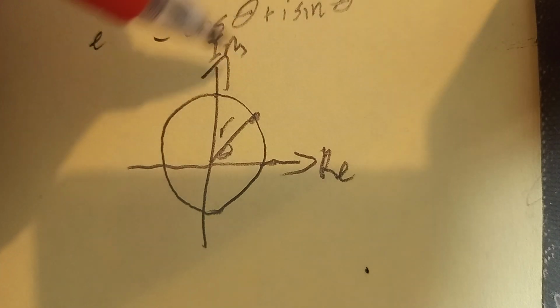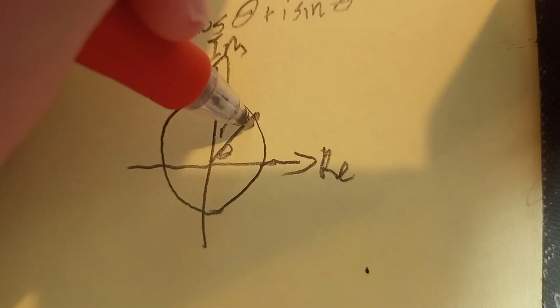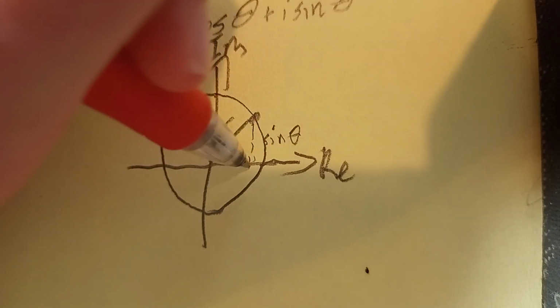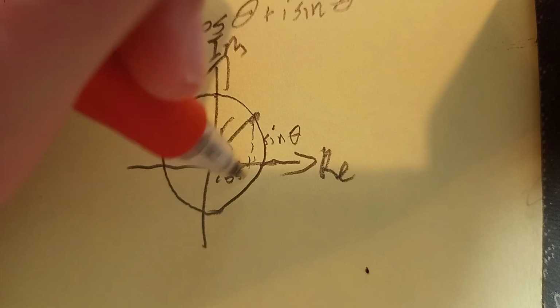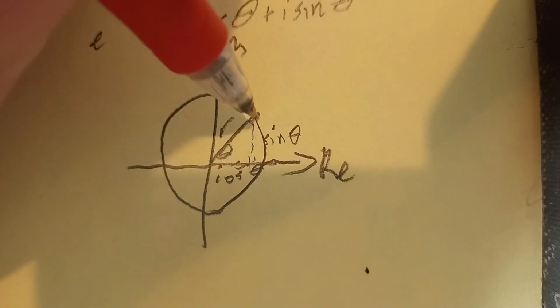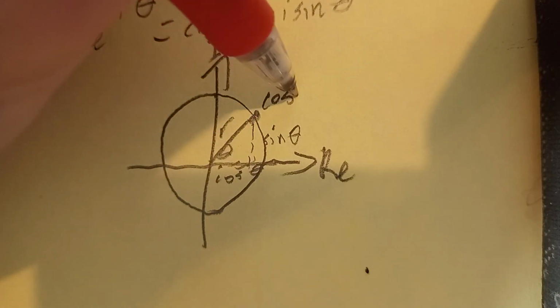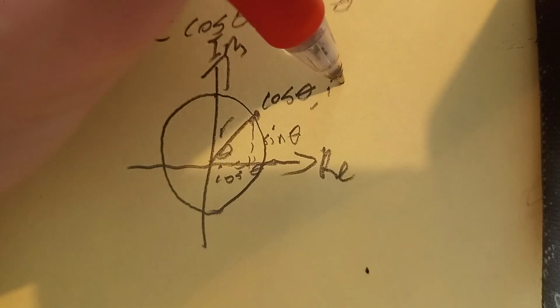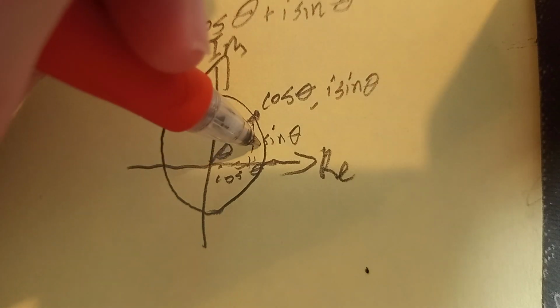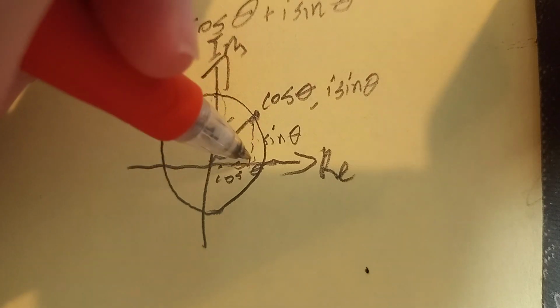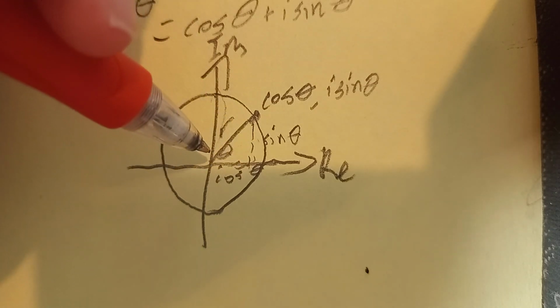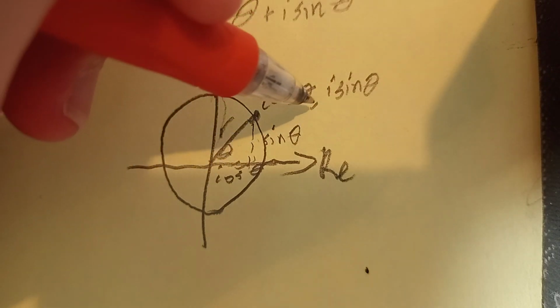Okay, so we know from trig that this height is sine theta. This length here is cosine theta. This point here is cosine theta, sine theta, because this is the imaginary axis here. So it's multiplied by i, since the distance from the origin along it is just multiplied by i.